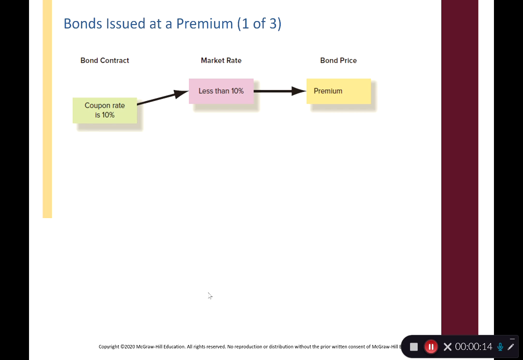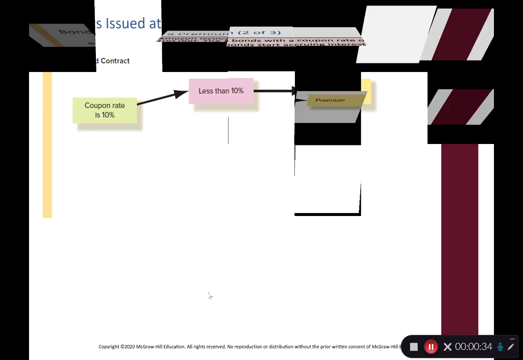When are bonds issued at a premium? They're going to be issued at a premium when the coupon rate is greater than the market rate. So the coupon rate's 10 and the market rate's something less than 10. When that happens, everybody wants what our bond has to offer because we're offering higher than market interest. So we get to charge a little something extra for our bond because it's awesome.